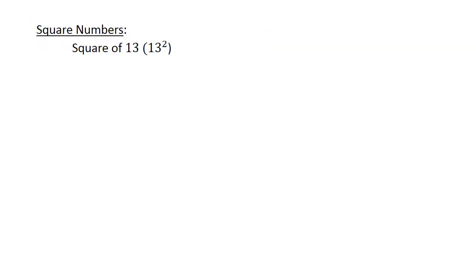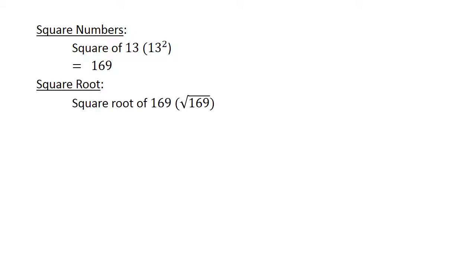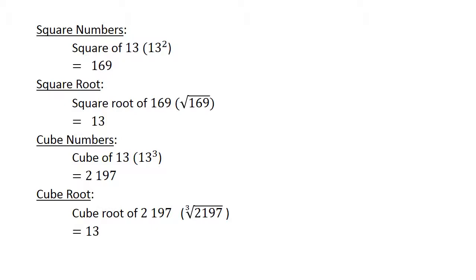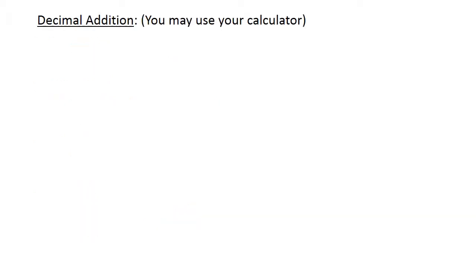Square numbers. The square of 13 equals 169. Square root of 169 equals 13. And the cube of 13 equals 2,197. The cube root of 2,197 equals 13. Decimal addition. Again, use your calculator to check all answers.